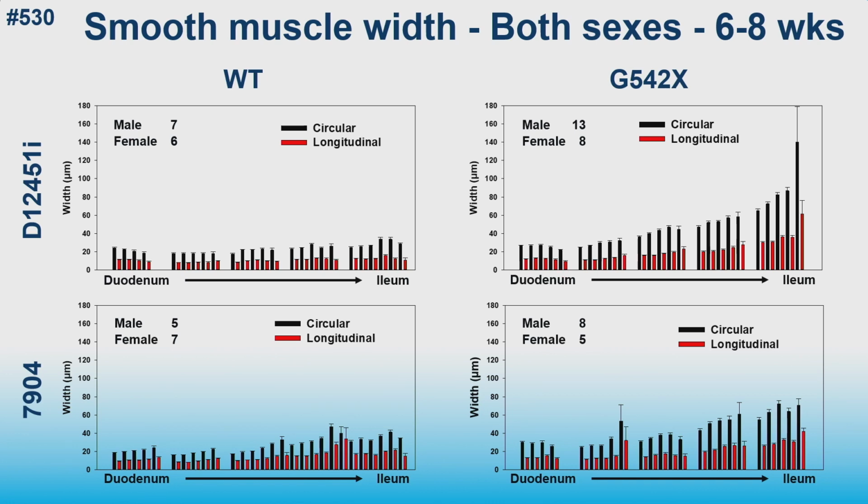This is the summary of the smooth muscle width, and in this case, the black represents the circular layer and the red the longitudinal layer. The CF mice have a gradual increase of both layers that begins to be more prominent in the middle of the intestine, and is definitely way more at the end closest to the ileum, and both diets show the same phenomenon.